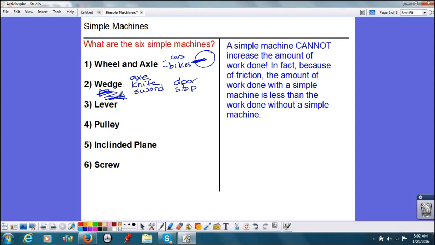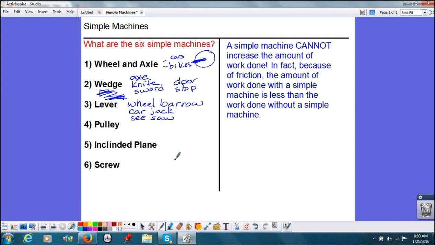A lever is something that pivots around a fulcrum. So a wheelbarrow would be an example because it pivots around the wheel. You lift it up, it pivots around the wheel. A car jack would be another example. A seesaw would be another example. It needs to pivot around a fulcrum.